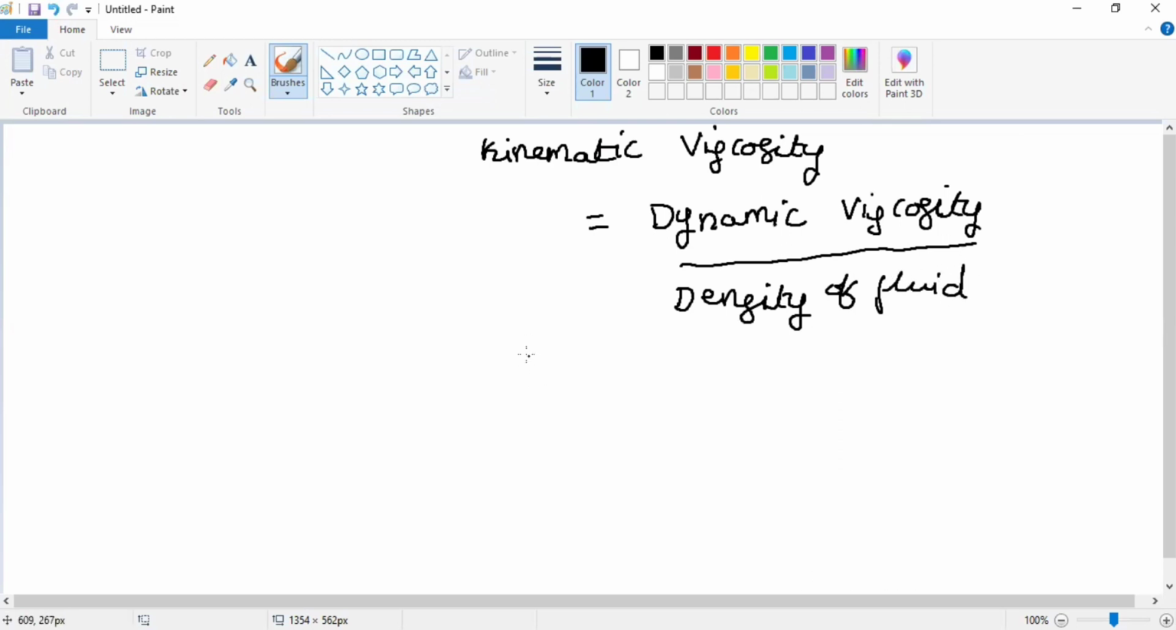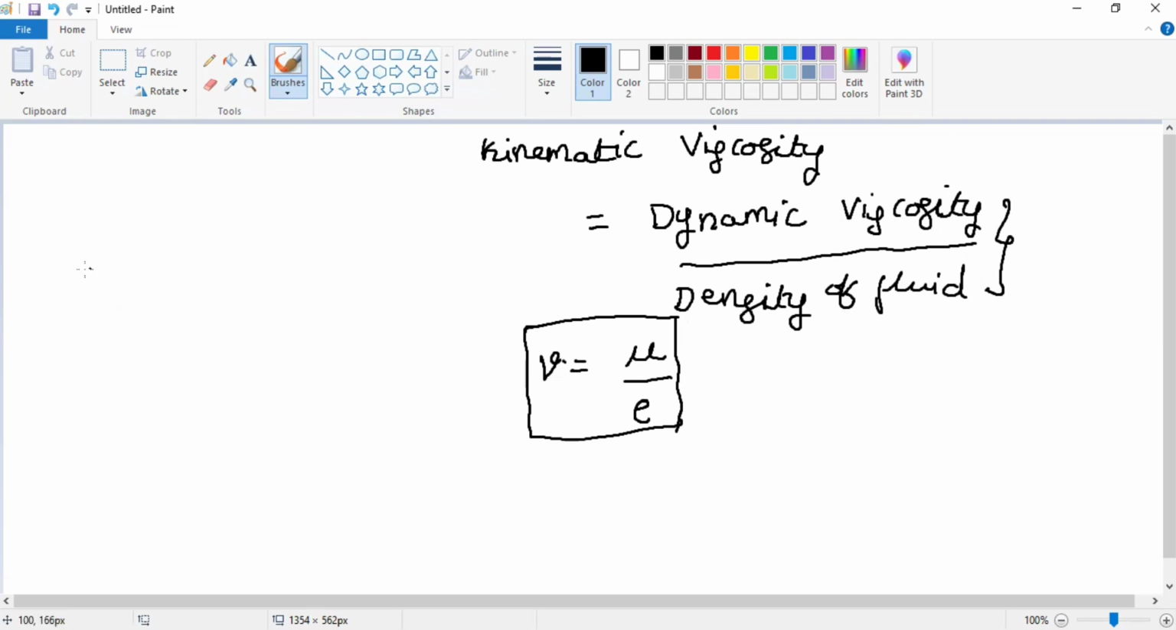The symbolic representation is nu. Kinematic viscosity is represented by nu, dynamic viscosity is mu, and density of the fluid is rho. So this is the kinematic viscosity relation: nu equal to mu by rho. It is the formula. So kinematic viscosity is the ratio of dynamic viscosity and density of the fluid.